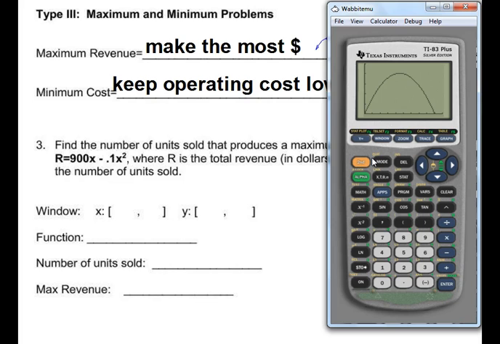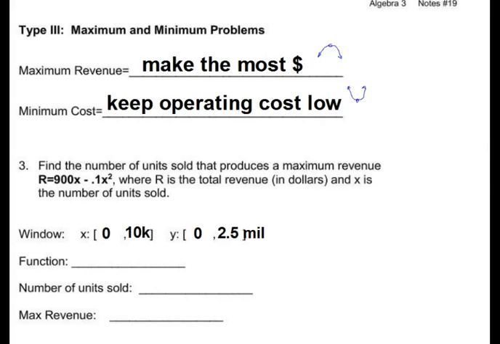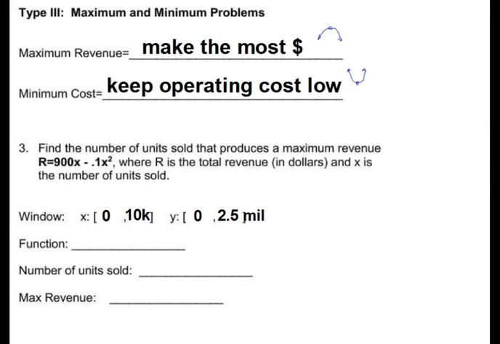So I didn't write down our numbers. We should have written down that we went to 0. So writing down the function, we end up getting R is equal to 900x minus 0.1x squared.